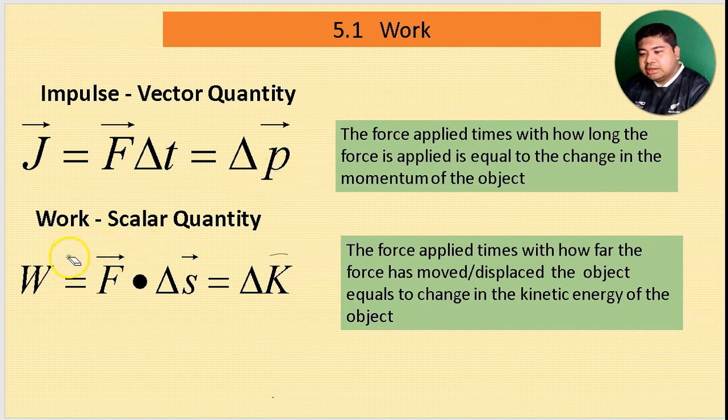And then in the work energy theorem, delta K here, the K stands for the kinetic energy. Kinetic energy is a type of energy. The work energy theorem says that the force applied to an object times how far the object has been moved or displaced, so the dot product of force with displacement, is going to be equal to the change in the kinetic energy of the object. So in impulse momentum, you have force and change in momentum. And in work, you have force and change in the kinetic energy.